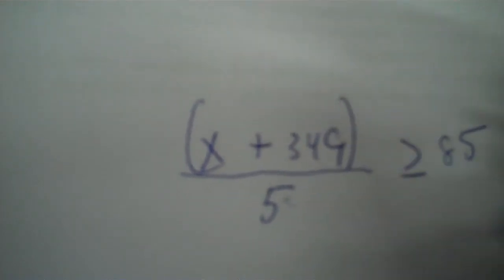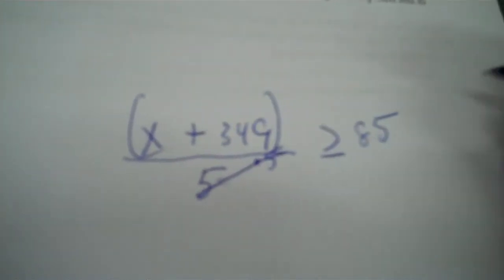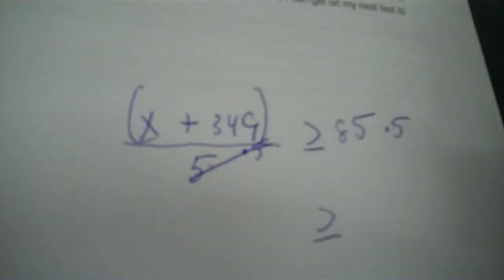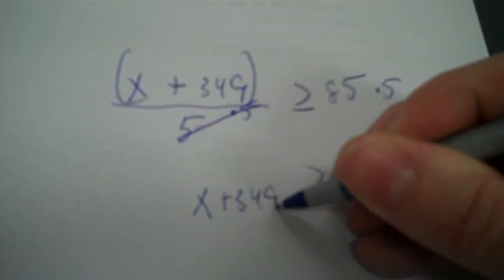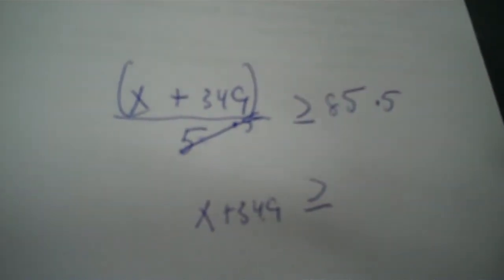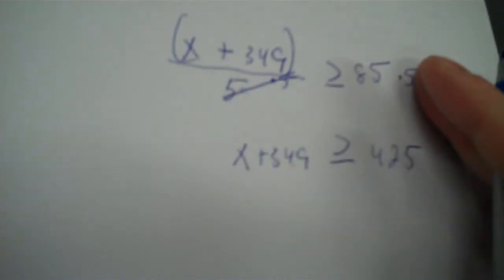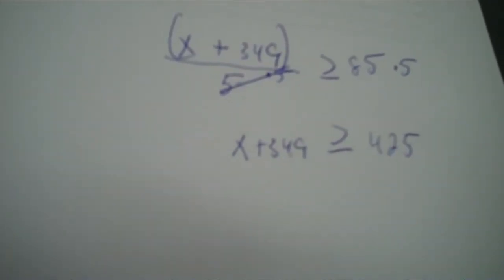So here's what you do about that. The opposite of divide by 5 is times 5. So if I times 5, that can go away, but then I got to times the other side by 5. Now the parentheses can go away, and I have x plus 349. Now on the other side, I have 85 times 5, which is 425. Now all I have to do is subtract. I don't have to worry about the sign switching because we don't have multiplying or dividing.